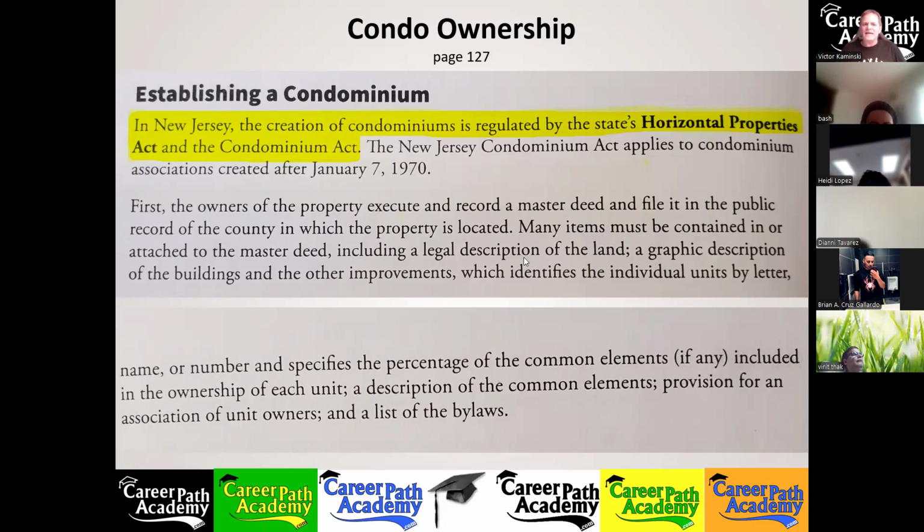Many items have to be contained in or attached to that master deed, including a legal description of the land, the graphic drawing descriptions of the buildings and other improvements, which identify each individual unit by letter, name, or number, or a combination of them both, and specify the percentage of the common elements to be included in the ownership of each unit. A description of the common elements, a provision for an association of unit owners, and a list of the bylaws, to start out. You know, they could add more rules as time goes on.